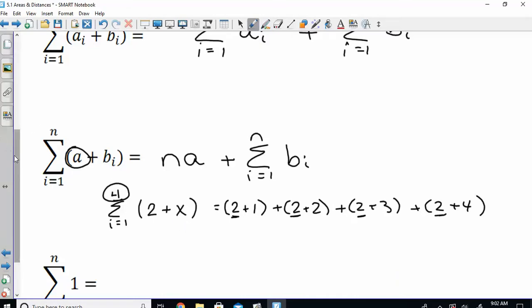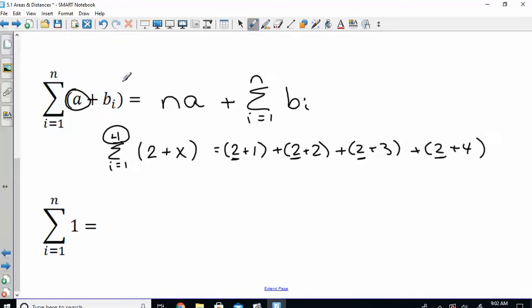All right, and the last one. This is kind of just a spin-off of the previous one. If I'm adding from 1 to n of 1, does this 1 change each time? No, so I'm just doing 1 plus 1 plus 1 plus 1. What's my answer going to equal? n. You just add it up n times. It's just 1 times n, which is n.